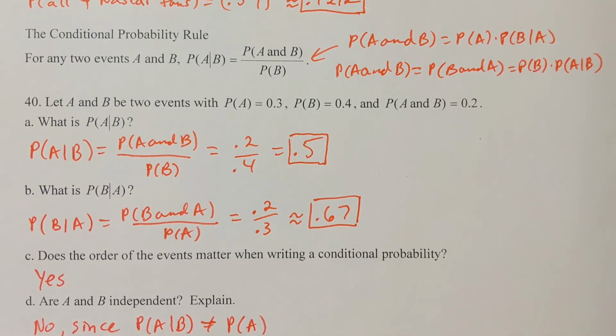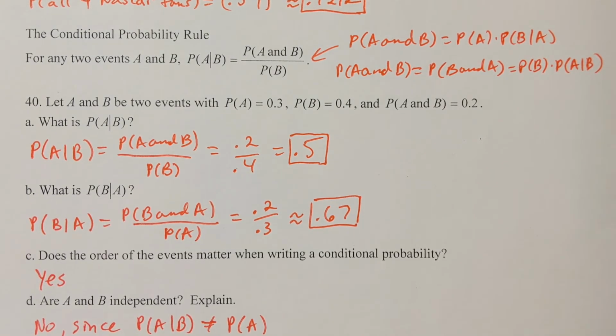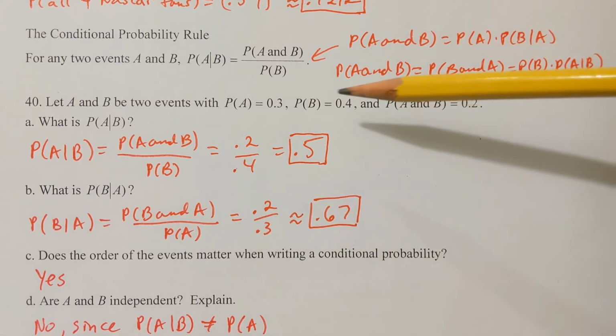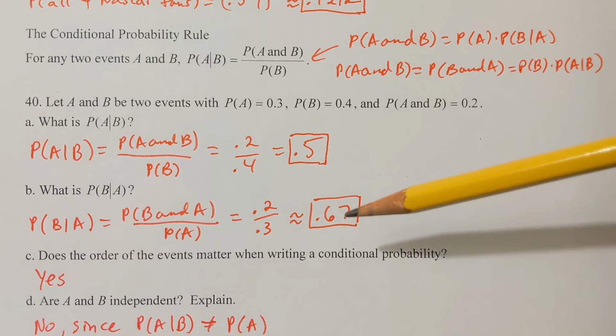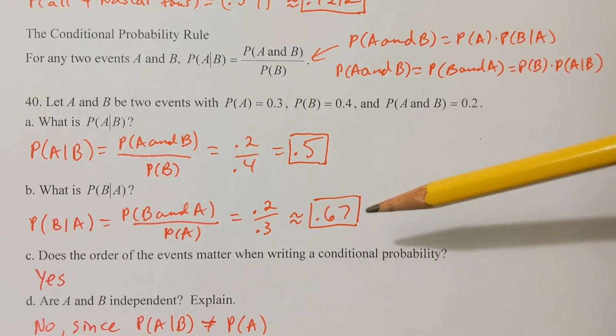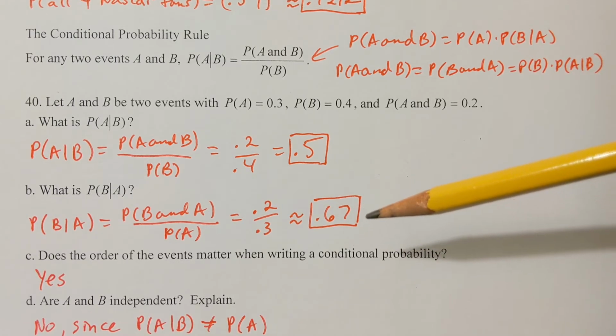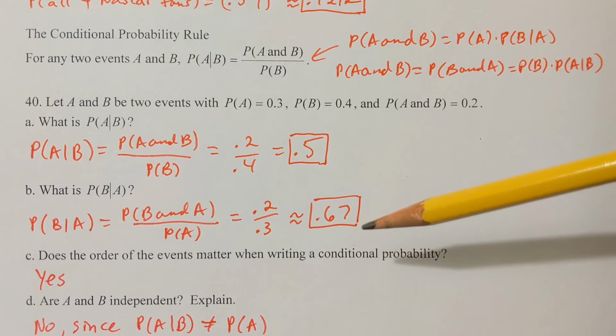The key word is "and," so you're still talking about the same overlapping region on the Venn diagram. Divided by the probability of A, that's 0.3. 0.2 divided by 0.3 is 2/3, so roughly 0.67 is going to be that probability.